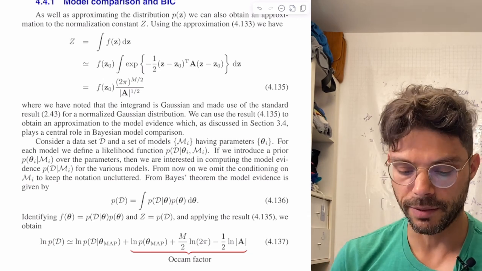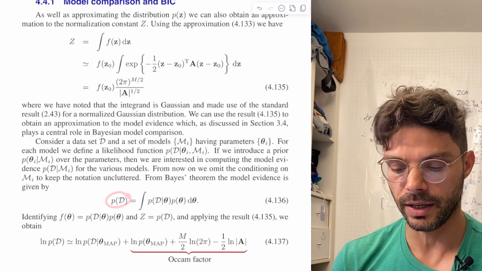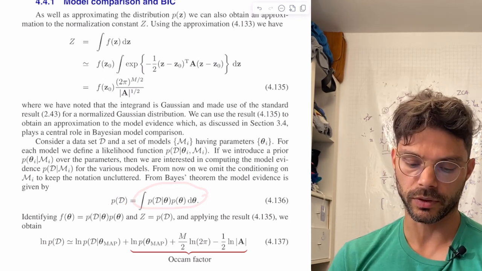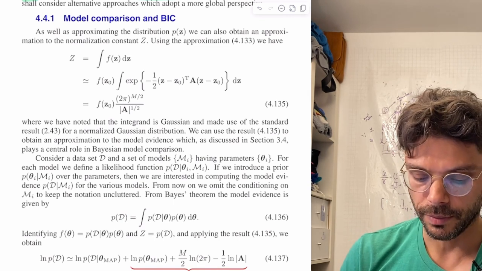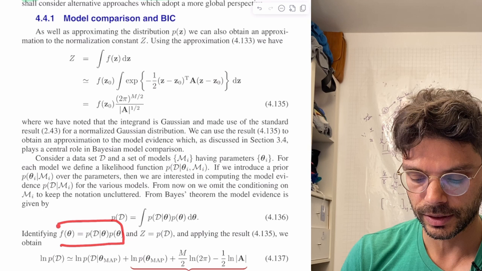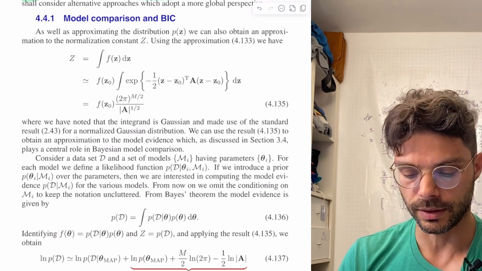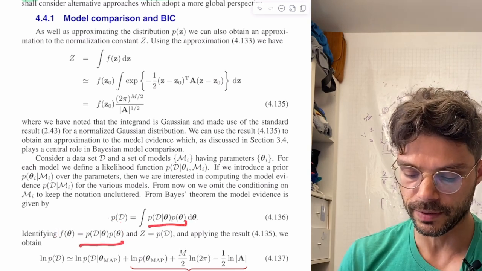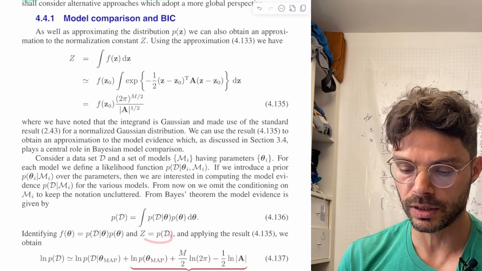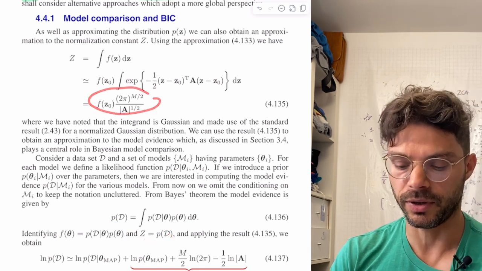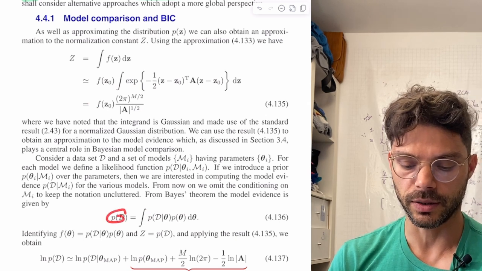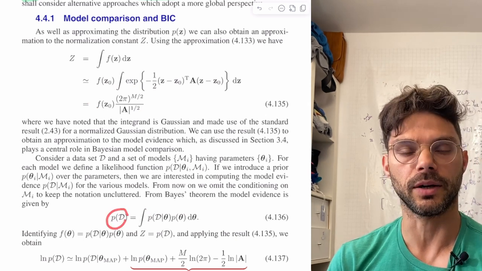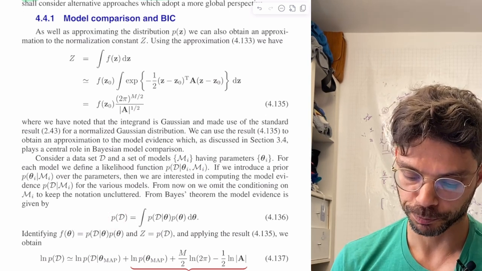So what's the model evidence? The probability of the data is, you integrate over the parameters. Now we're just going to map them one to one. We're going to say our f of theta is this function right here, this integrand, and Z is going to be the model evidence, and we're just going to plug in this particular value. So we're exactly in that situation: here is our f of z, and here is our capital Z, our normalizing constant.